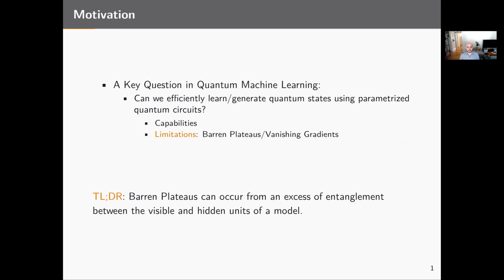One of the big limitations in the field of quantum machine learning right now is the phenomenon of barren plateaus, or vanishing gradients. And the summary of this talk is basically that we've managed to find a relationship between excess of entanglement between visible and hidden units of a model and this barren plateau phenomenon.